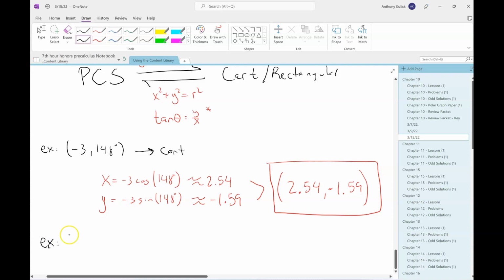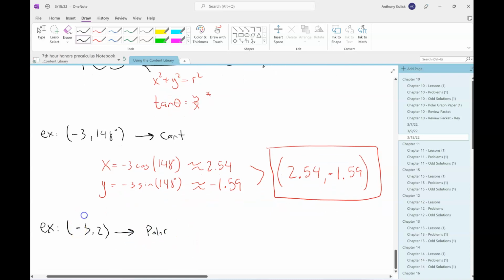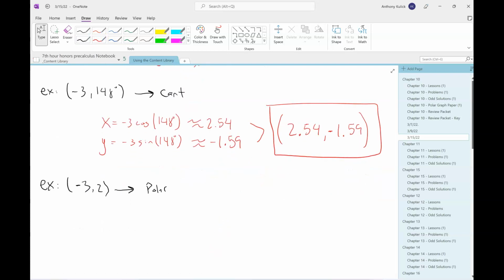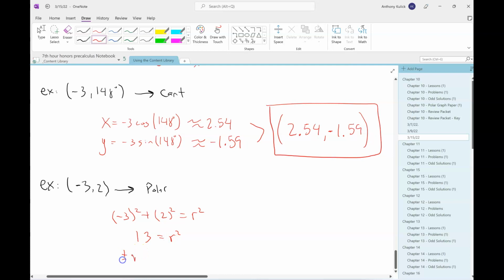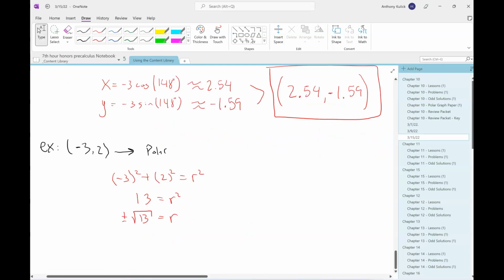Okay. Next one. Let's say we take the rectangular point -3, 2 and want to change that to polar. It was a little bit more challenging, but only marginally so. So I'm going to start by figuring out r. So r could be plus or minus square root 13. So you have a choice, right?